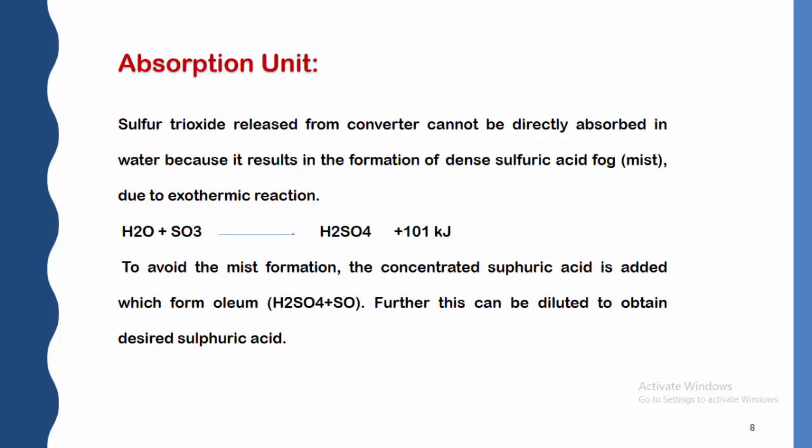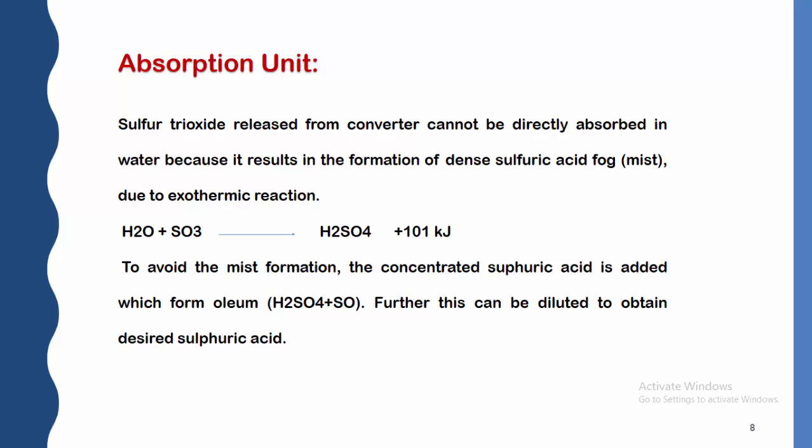Along with the water, concentrated H2SO4 is also passed over the sulfur trioxide, where H2SO4 plus SO3 form the oleum, which is a combination of dimeric H2SO4. Further, this formed oleum can be diluted with water to form the desired sulfuric acid.